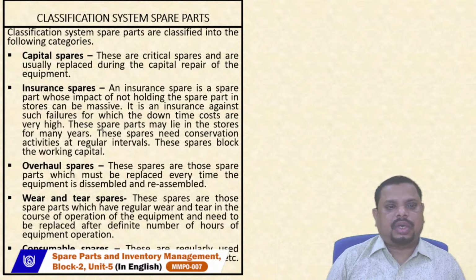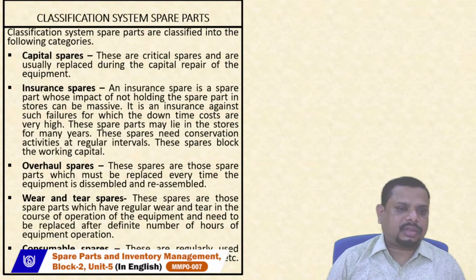Capital spares are critical spares and are usually replaced during the capital repair of equipment. For example, a company takes a 6 month shutdown. In that case, most capital spares are easily replaced so that there should not be any interruption to the manufacturing industries. The next one is insurance spares.